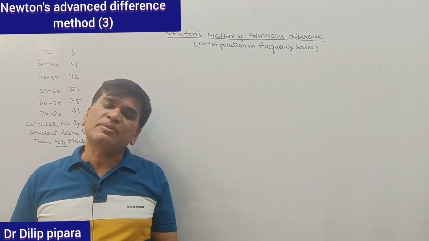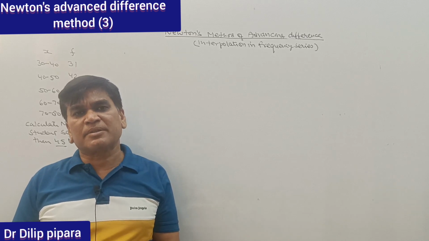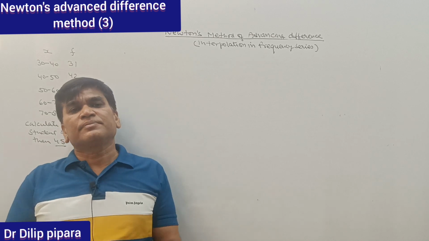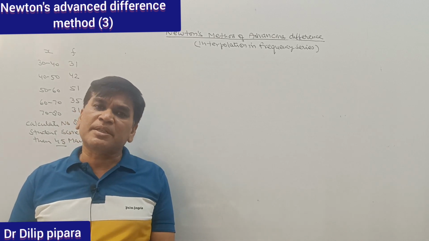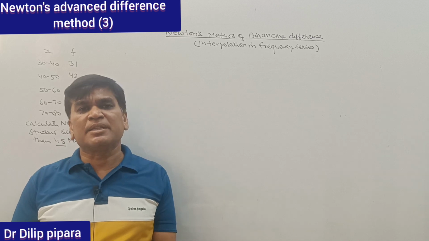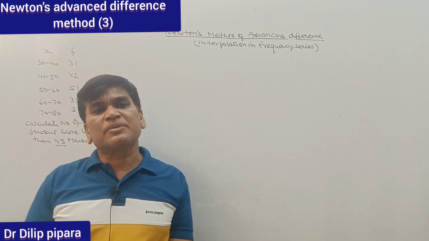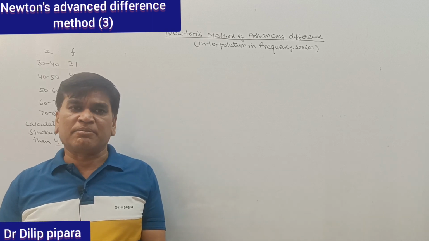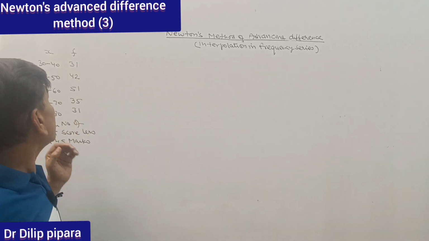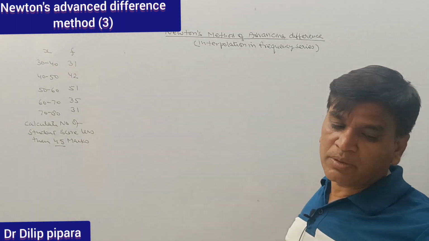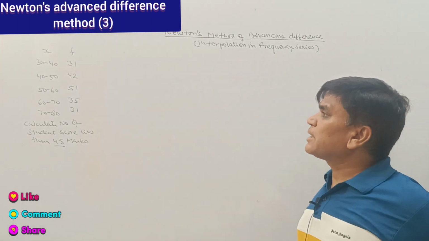In today's video also we will discuss Newton's advanced difference method. When the frequency is given, how we can use Newton's advanced difference method, we will learn in today's video. The marks of the students are given in a particular case. Marks are given from 30 to 40. The marks are scored by the students from 30 to 40.